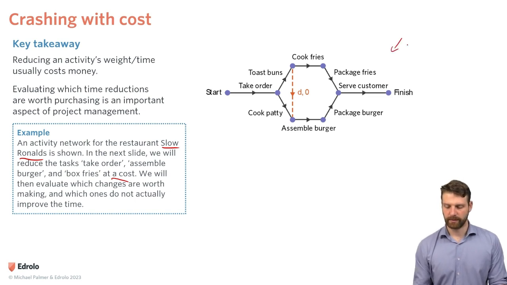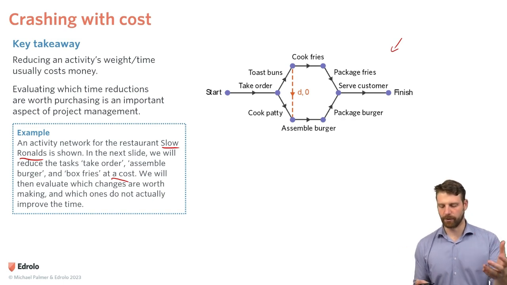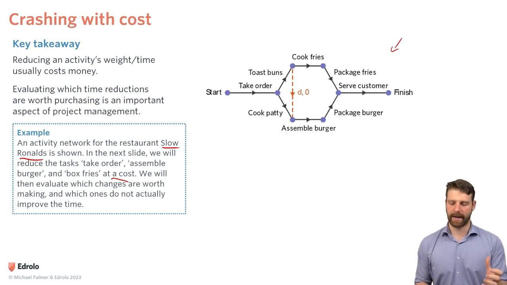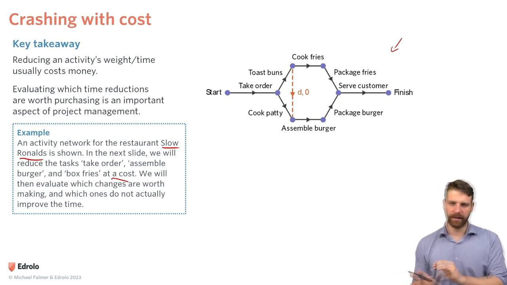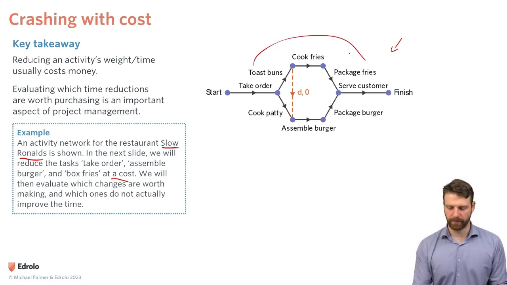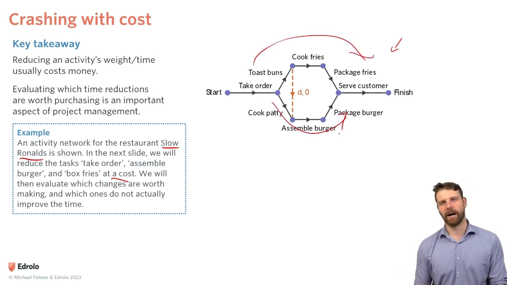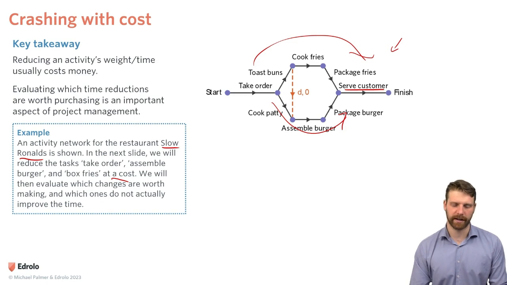So there's our example here. We can sort of consider multiple people working at this restaurant. Some people toast buns and cook fries and package fries, and some people cook patties, assemble burgers and package the burger. And there's a take order at the start and a served customer at the end. So if one of these paths along the top is the limiting path or the critical path, then speeding up processes off that critical path might not actually result in a faster serve the customer finish time. So let's dive in and have a look.